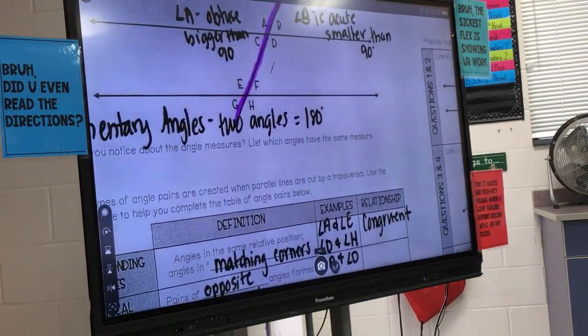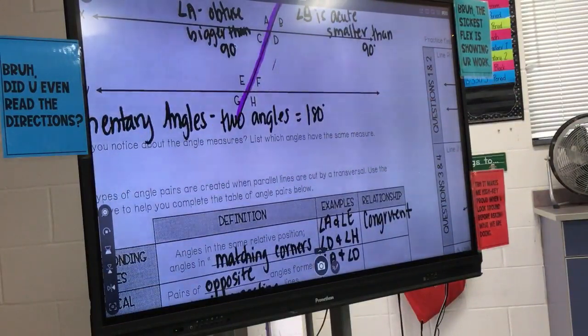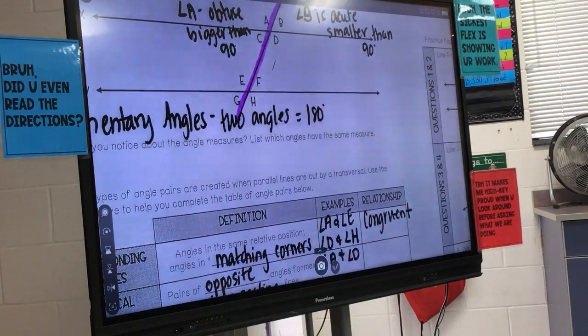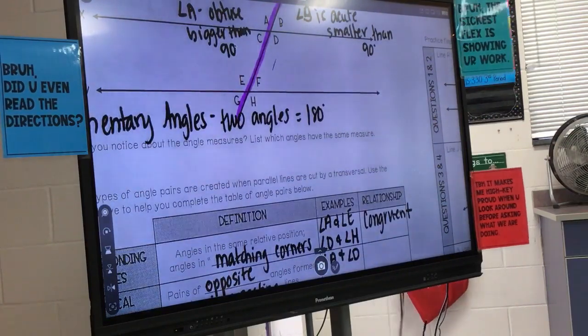Are they both obtuse, both acute, or one obtuse, one acute? So then there's no way that it's going to equal 180, right? And remember guys, for supplementary angles, you have to have one obtuse angle, one acute angle. All right, so these two are actually congruent angles as well.